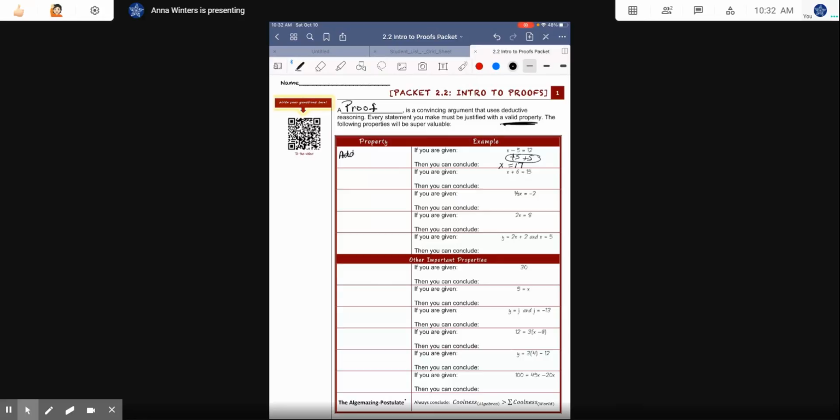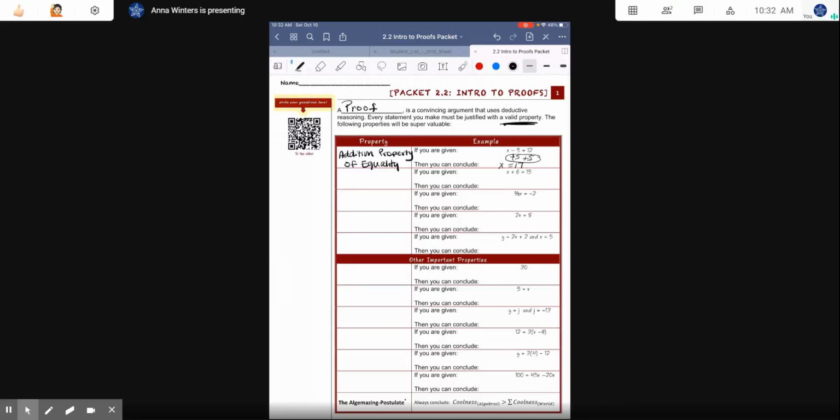property of equality. Now, it's property of equality because we're doing one thing to each side. I'm not just doing one to one side, it's both sides. So we're going to call that property of equality. Do not forget that portion.